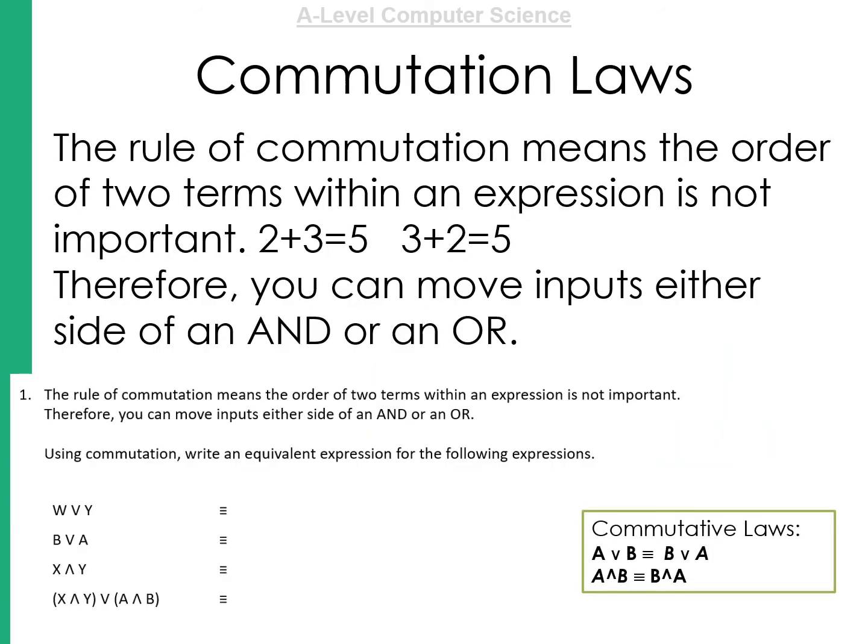Now the commutation laws means that the order of 2 terms within an expression is not important. Think of it like this. If we have 2 plus 3, that's equal to 5. But if we have 3 plus 2, that's also equal to 5. You can actually also move inputs either side of an and or an or.